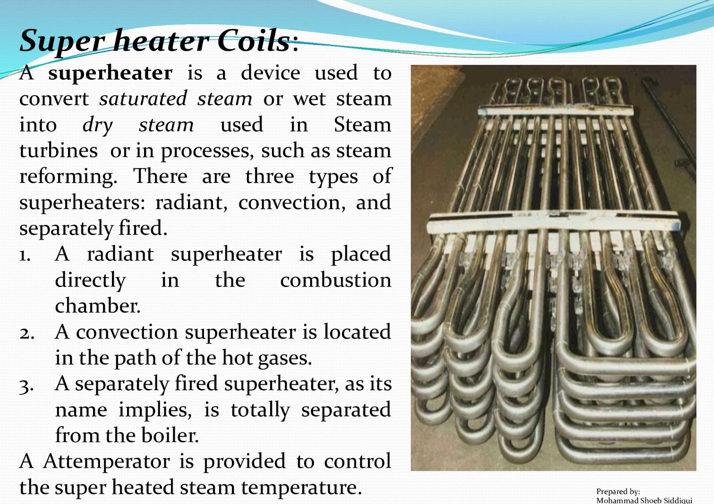1. A radiant superheater is placed directly in the combustion chamber. 2. A convection superheater is located in the path of the hot gases. 3. A separately fired superheater, as its name implies, is totally separated from the boiler. A temperator is provided to control the superheated steam temperature.